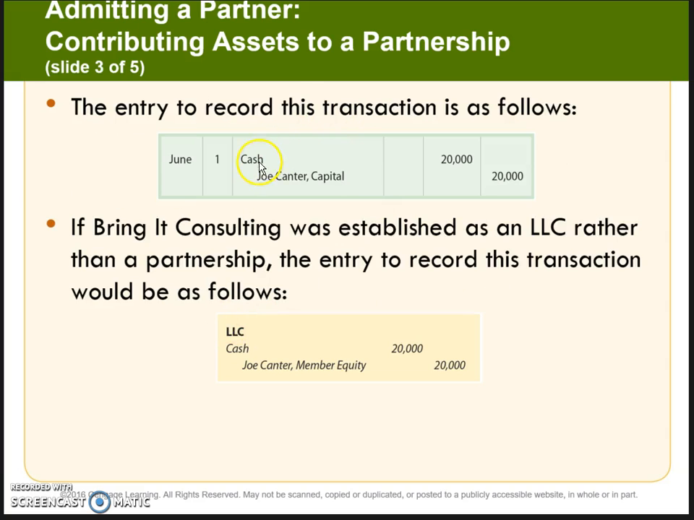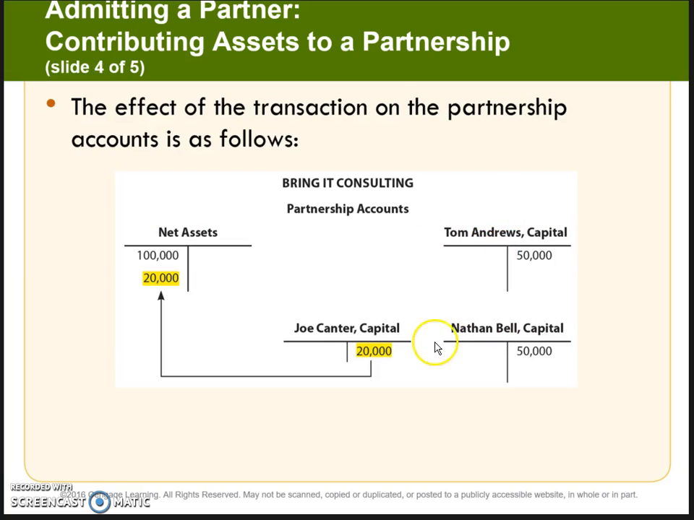So here's what happens. Cash in the partnership does go up because he gave it to the partnership and he got capital of $20,000. And in this situation, nobody else's capital changed because he just added additional capital. So I would suggest go back through, read these PowerPoints, read your textbook to get a better idea. But this is an overall view of the two ways that a partner can join a partnership.